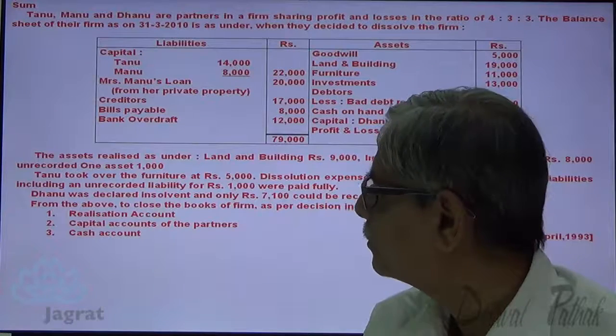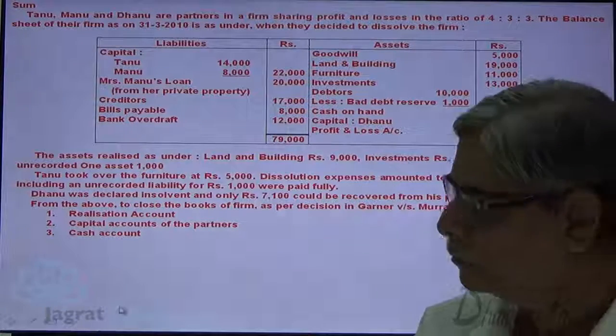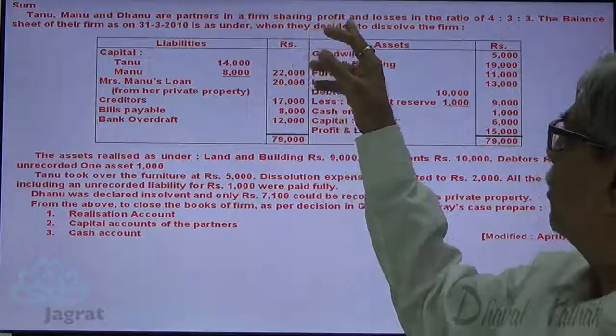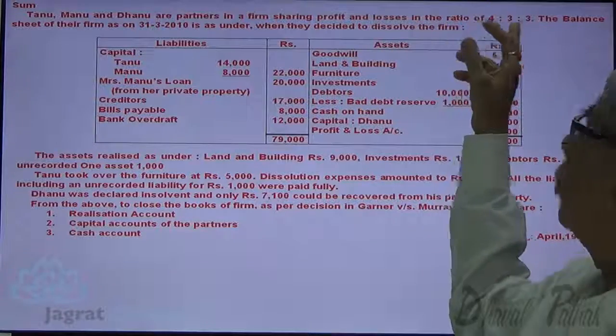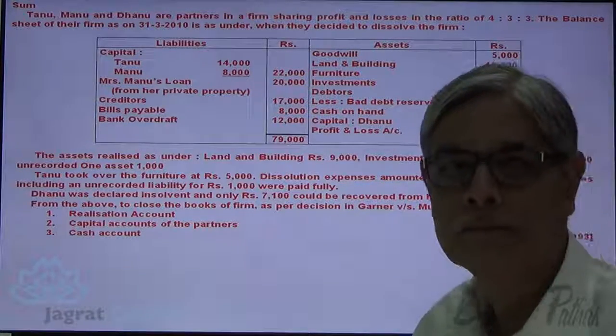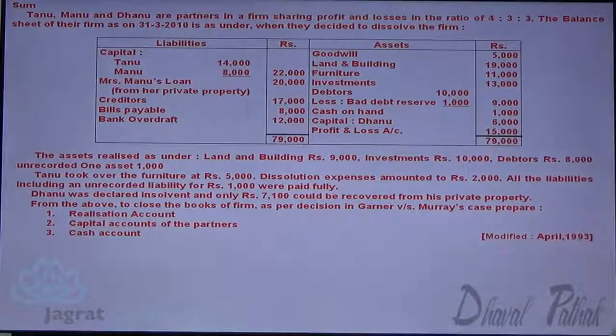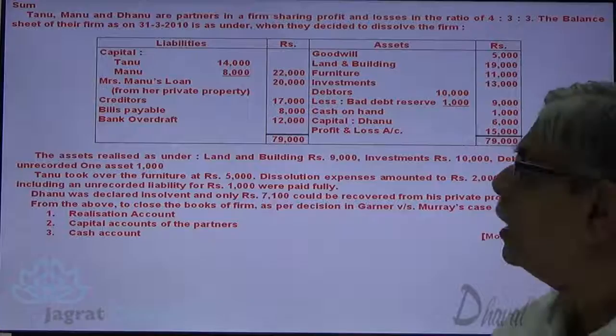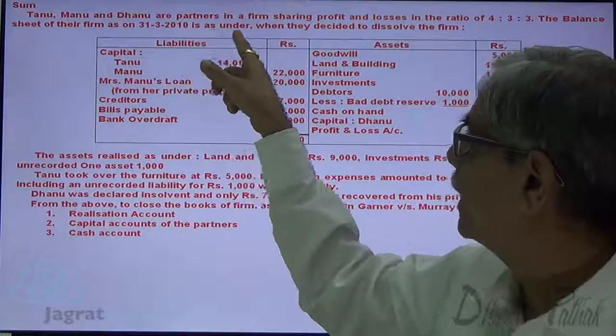Let us start with one sum on dissolution of a partnership firm. Look at the sum on the screen. Tanu, Manu, Danu are the partners in a firm sharing profits and losses in the ratio of 4:3:3. The balance sheet of the firm as on 31/3/2010 is as under.